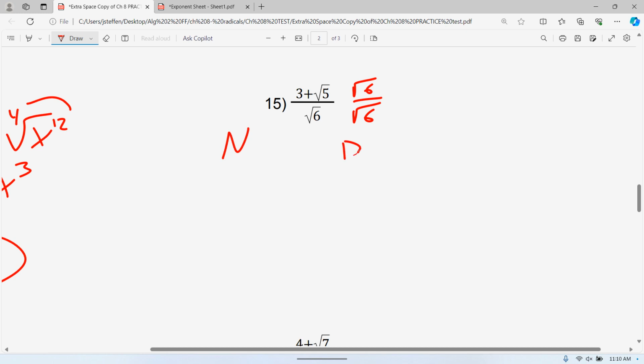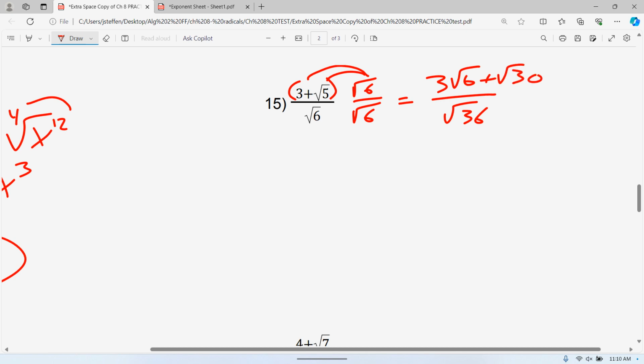The answer key I listed out, your numerator and denominator. If you want to do that, you can. For this one, I don't think it's super confusing to not do it that way. So square root of 6 and square root of 6 is square root of 36. When you do it, I think of it as backwards, but depending on how you want to look at it. That is 3 times root 6 is 3 root 6. Root 5 times root 6 is root 30. So the square root of 36 is just 6.